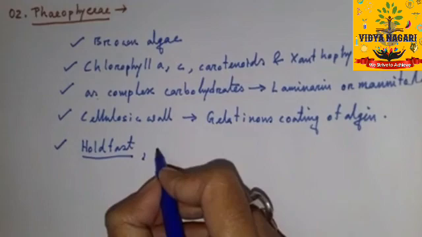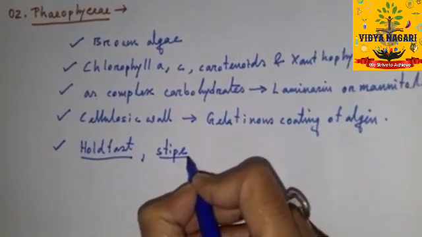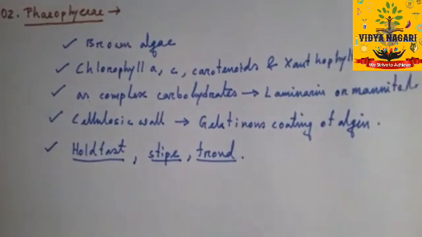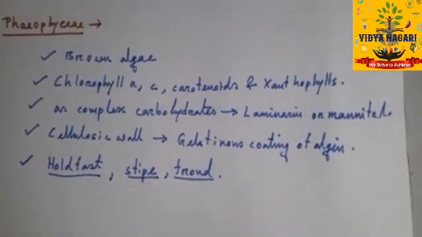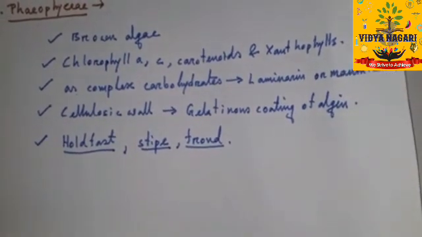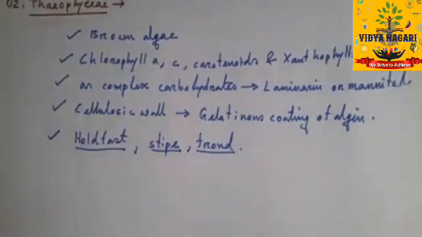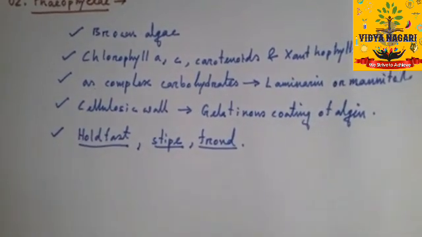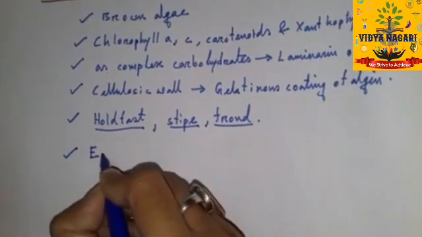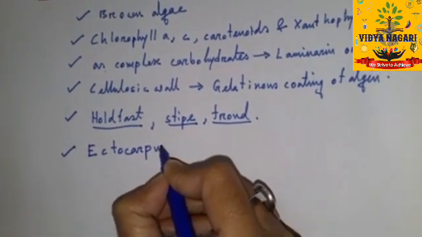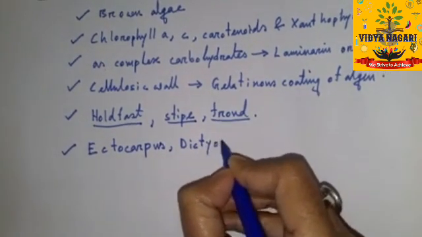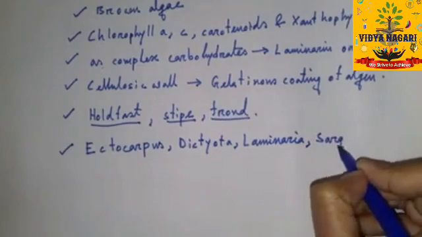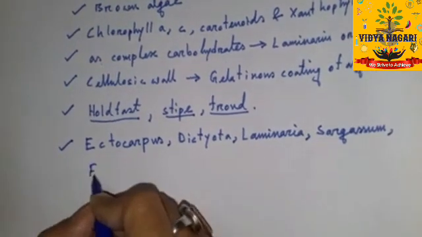They have a stalk known as stipe and a leaf-like photosynthetic organ, frond, and they also reproduce by vegetative, asexual and sexual methods. In the asexual method, they have biflagellate zoospores which are pear-shaped with two unequal laterally attached flagella. In case of sexual reproduction, they have gametes which are also biflagellate, pear-shaped with two unequal laterally attached flagella. And some examples of Phaeophyceae are Ectocarpus, Dictyota, Laminaria, Sargassum, Fucus, etc.